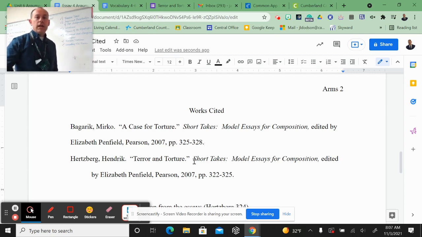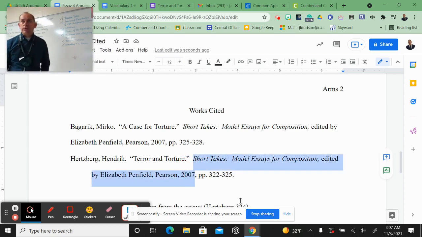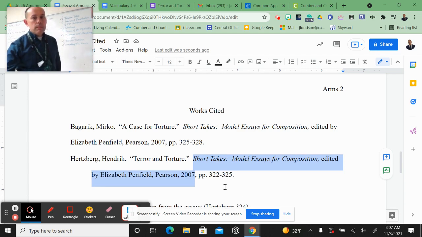And so you'll notice that everything is the same because it's coming from the same book. So all of that's the same in both of those entries, right? Because it's coming from the same college writing anthology. It's just the author's name and the title of the essay that change. So do we just copy that? Yeah.